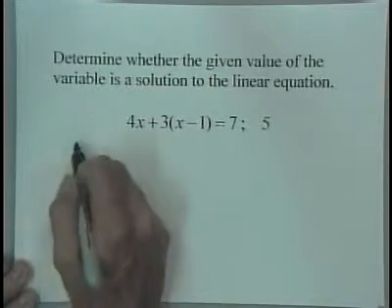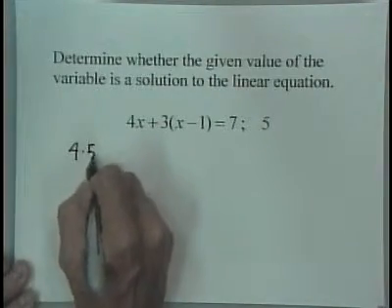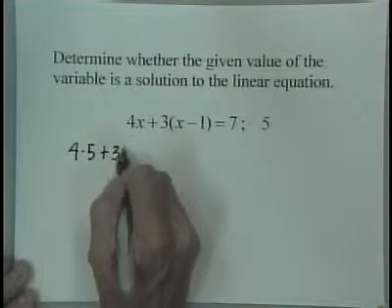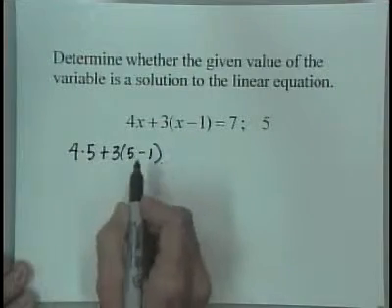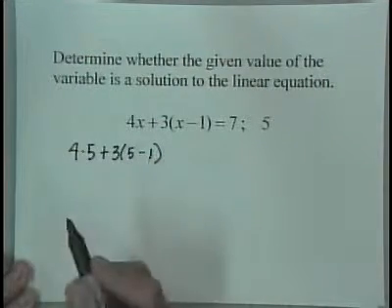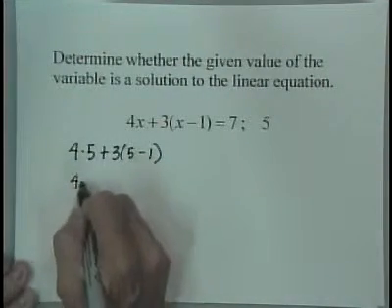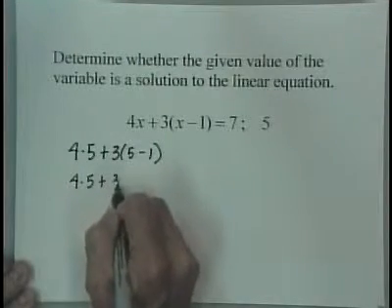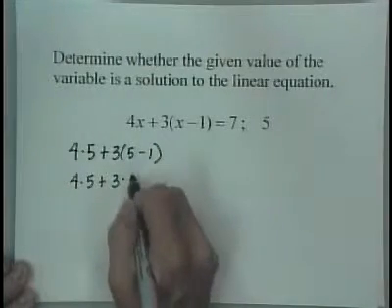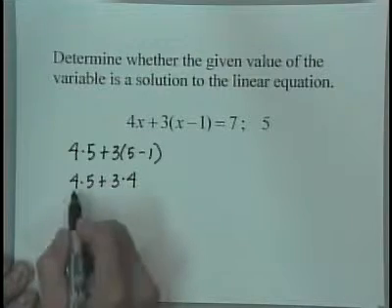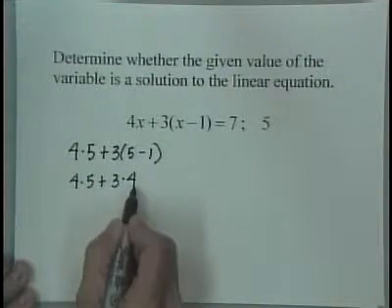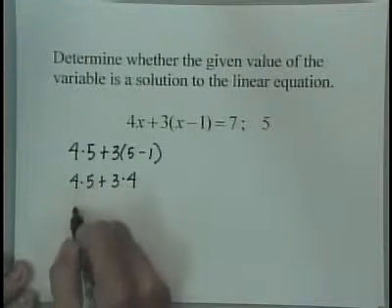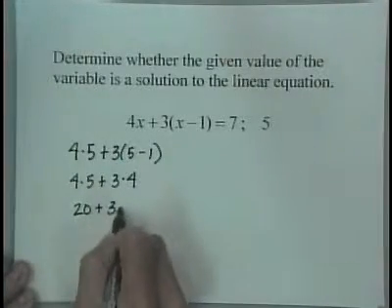So all we need to do is work on the left, put a 5 for each x on that side. Now, using order of operations, I need to do what's in the parentheses first. So I have 4 times 5 plus 3 times 5 minus 1, which is 4. Simplifying, I need to perform multiplication from left to right. So I'll start with 4 times 5, which is 20.